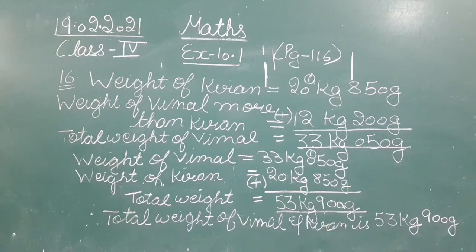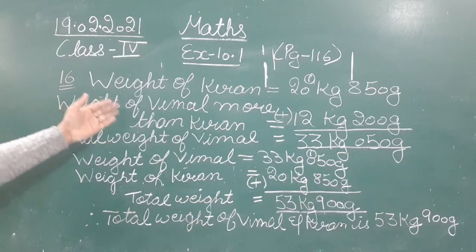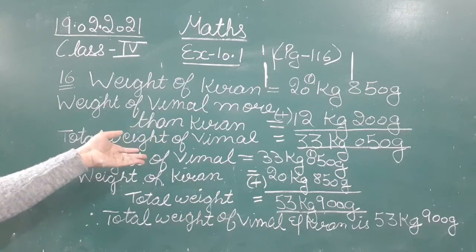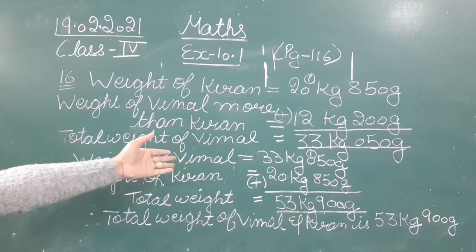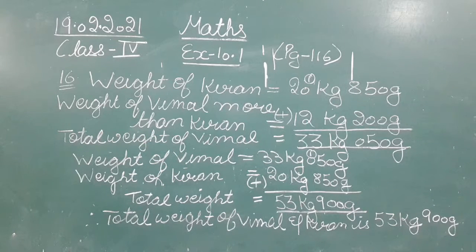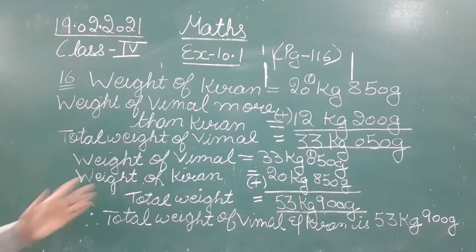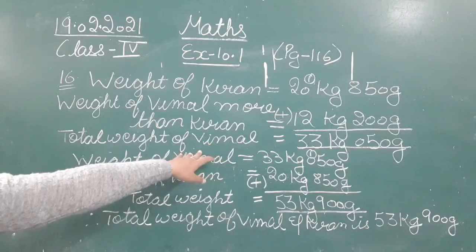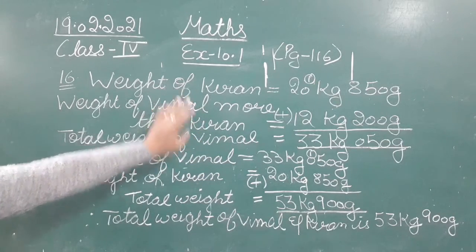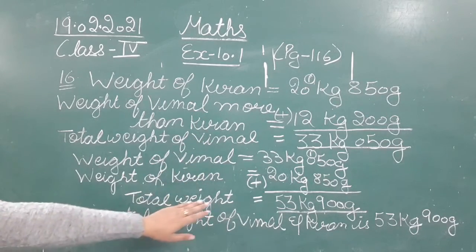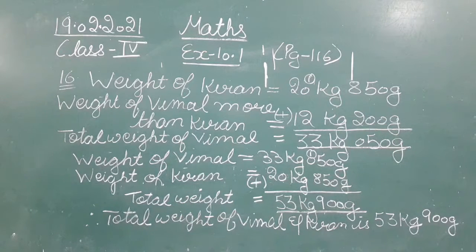Okay, so in the question, the weight of Kiran was given. अब the more weight of Vimal than Kiran was given. सबसे पहले हमने क्या कैलकुलेट किया? First of all, we have calculated the weight of Vimal. Next, in the second part of the question, we need to calculate the total weight of both Kiran and Vimal. So the weight of Vimal we have calculated and the weight of Kiran was already given, and after adding them both we have calculated their total weight, that was 53 kg and 900 grams. So therefore the total weight of Vimal and Kiran is 53 kg and 900 grams.